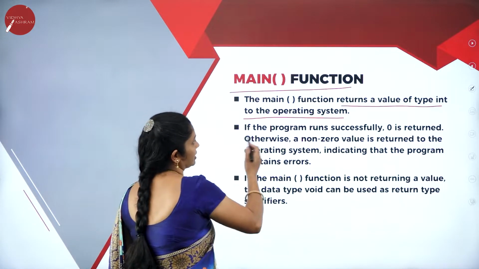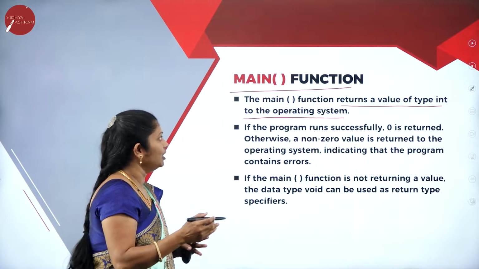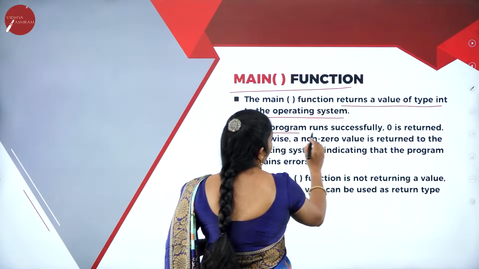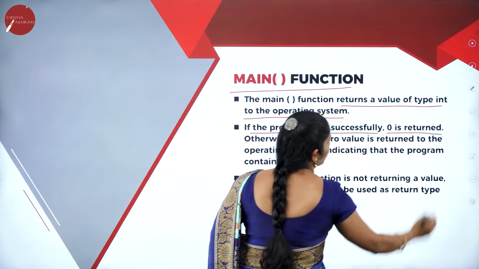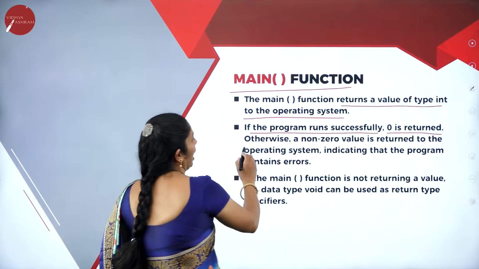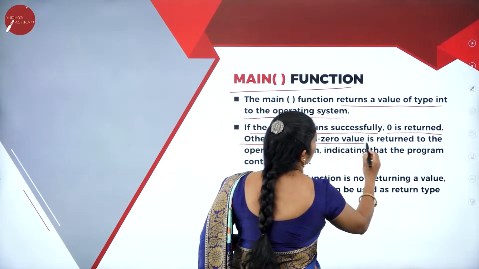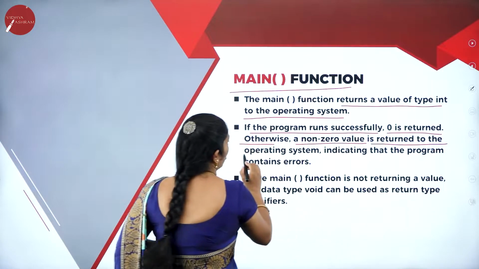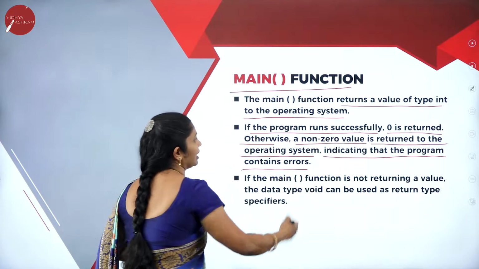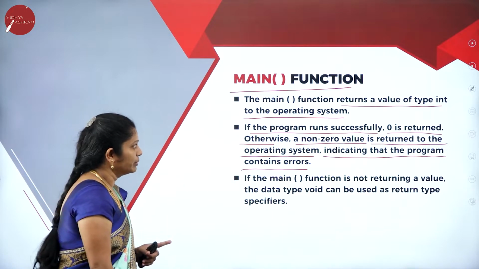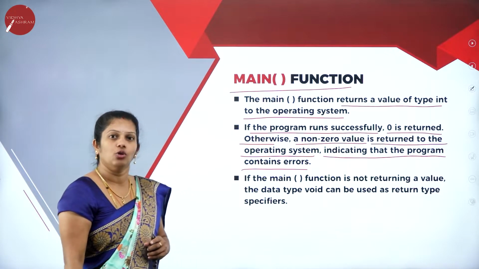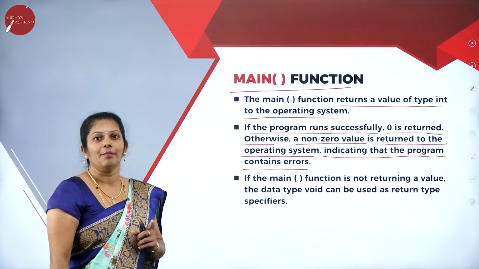Then, the main function returns a value of type int to the operating system. If the program runs successfully, 0 is returned. If it is correct, it will return 0. Otherwise, a non-zero value is returned to the operating system, indicating that the program contains an error. Observe: if the program runs successfully, 0 is returned. If it is non-zero, it means that some error is there.